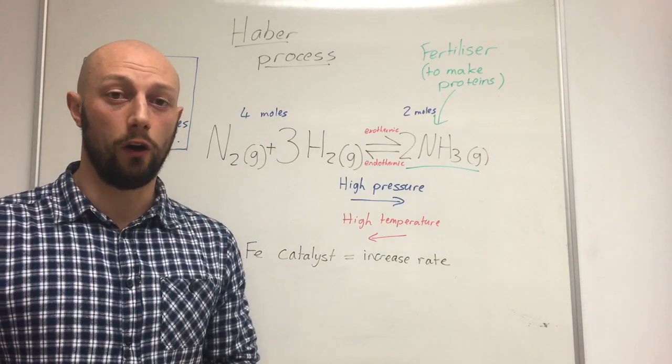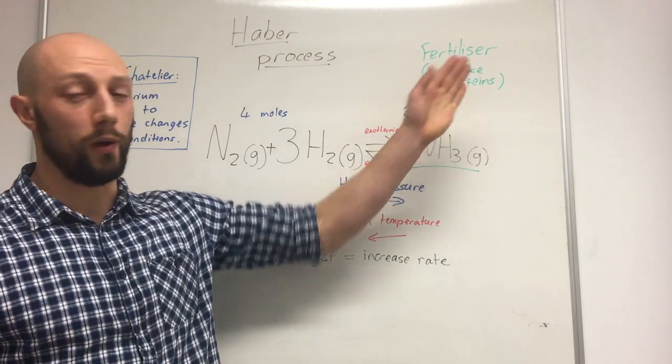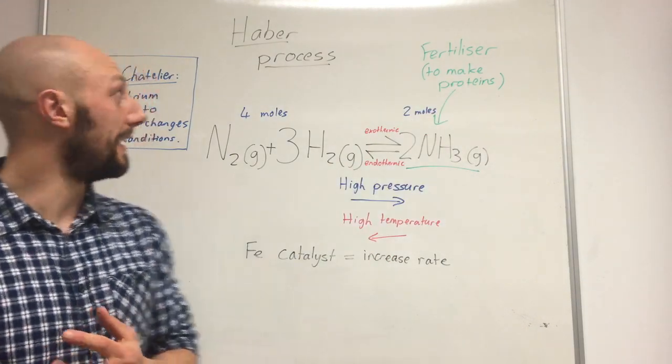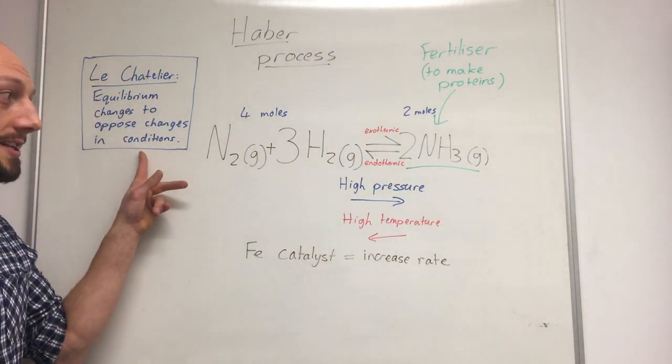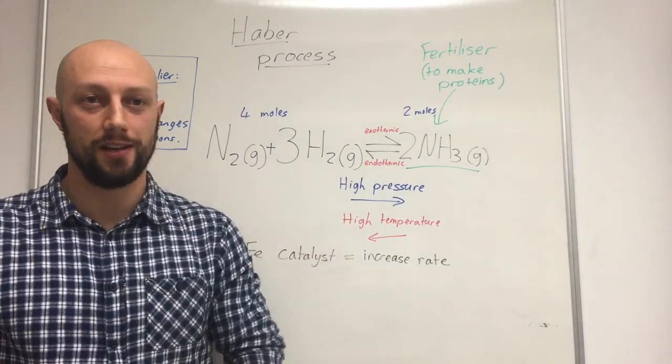And that is a summary of, firstly, the reactants and products of the Haber process and why we need the product. Secondly, what Le Chatelier's principle says and what that means for the pressure and the temperature and adding a catalyst to the Haber process.